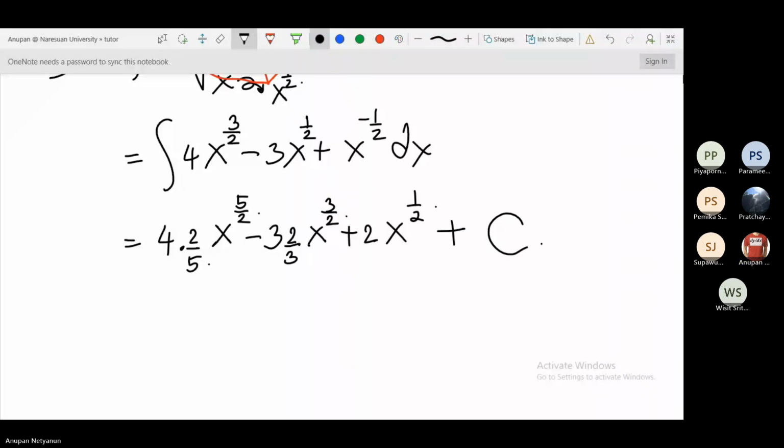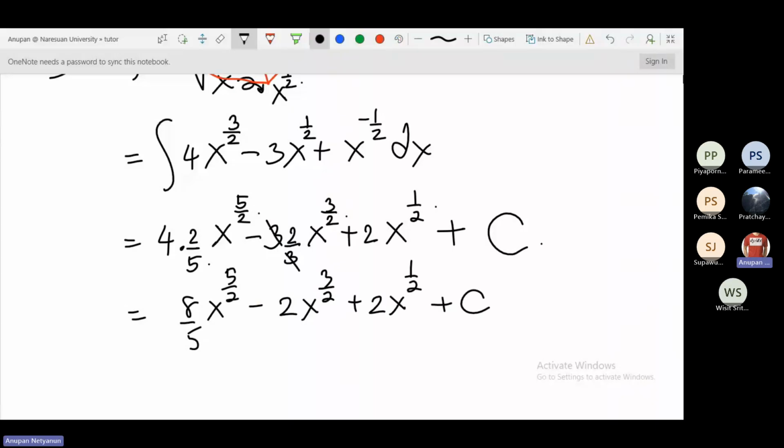Okay. Actually, I can simplify, right? 4 times 2 is 8/5, x to the power 5/2. This one, 2 times 3 is 6. Oh, actually, they cancel out. So I have 2x to the power of 3/2 plus 2x to the power of 1/2 plus C.